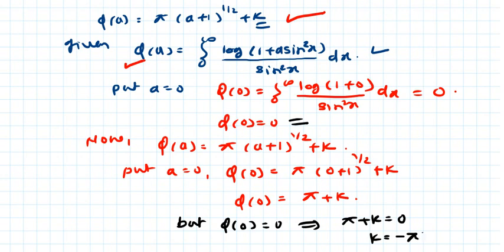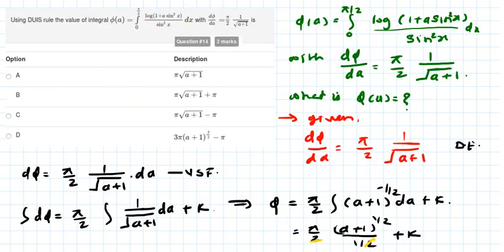So if we put that into this equation, what will happen? Phi of a will be equal to pi into a plus 1 raised to half, and the value for k is minus pi. So this should be our answer. If you observe this, option C is the right answer. Next example.